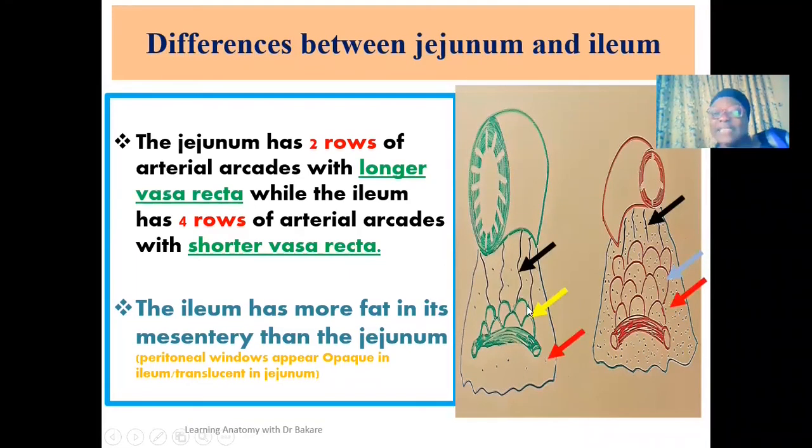And if you look at the jejunum, you see that they appear to be translucent. And translucent means that you can see the posterior abdominal wall through the peritoneal window. We already said that the peritoneal windows are spaces that are created between the vasa recta.